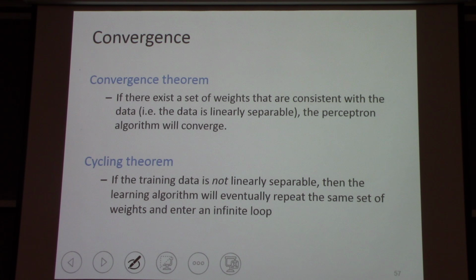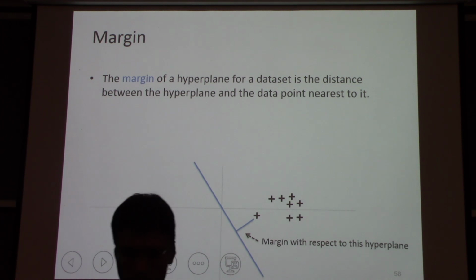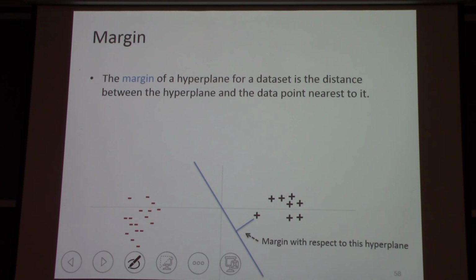To prove it, I need to introduce a concept called the margin. Now, this is one of the most important concepts that you will learn today, because this will keep coming up again and again. Intuitively, the margin is the gap that you have between the positive and the negative examples. If that gap is too small, then your learning algorithm has very little room to play. If that gap is big, then you can easily find a weight vector because there's a lot of space.